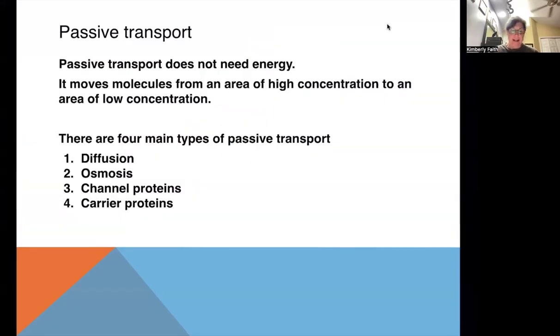There are four main types of passive. We're gonna talk about passive transport first. Passive transport means that it doesn't need energy to occur. It's actually going to move according to what's called a concentration gradient. It's going to go from an area of high concentration to low concentration.